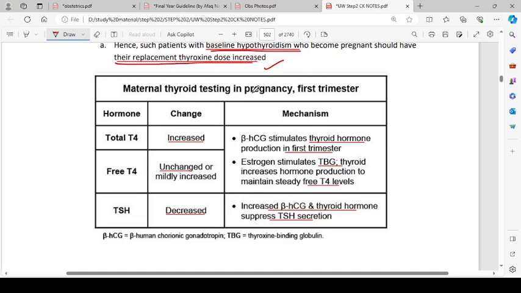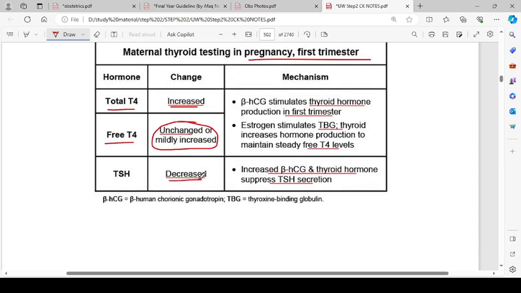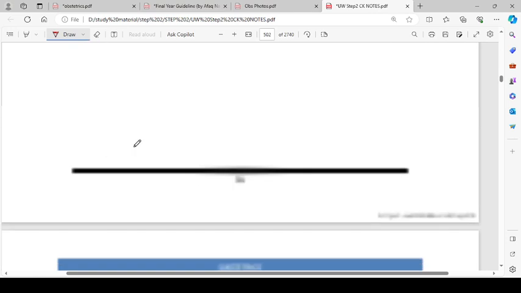Maternal thyroid testing in pregnancy first trimester. Total T4 will be increased, free T4 unchanged or mildly increased, and TSH will be decreased. Mechanism: beta HCG stimulates thyroid hormone production in first trimester. Estrogen stimulates thyroid binding globulin. Thyroid increases hormone production to maintain steady free T4 levels. TSH will be decreased. Increased beta HCG and thyroid hormone suppresses the TSH secretion.